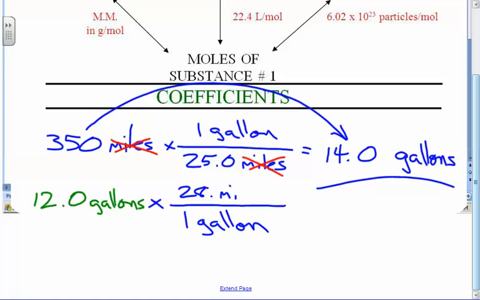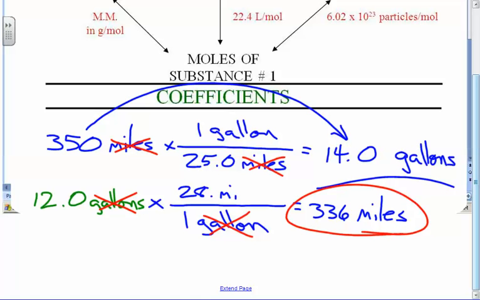Now I have units that will cancel. Gallons cancels gallons. The only unit that is left is miles, and that's what I'm looking for, so that's good news to me. And 12 times 28 is going to give me how many miles I can go on a single tank of gas. And my trusty calculator tells me that 12 times 28 is 336 miles. And so that's how far I can go before I run out of gas.